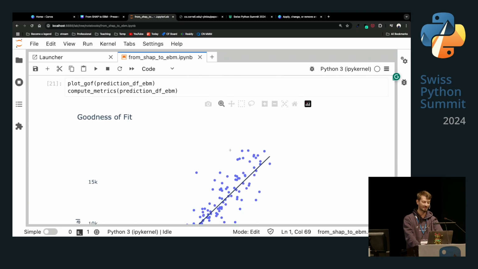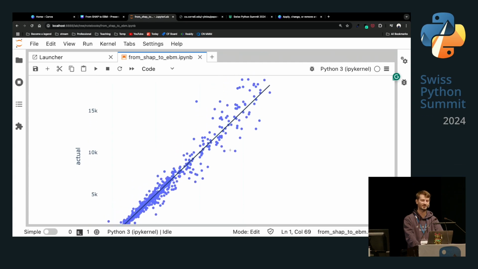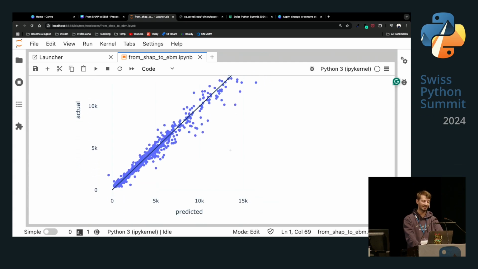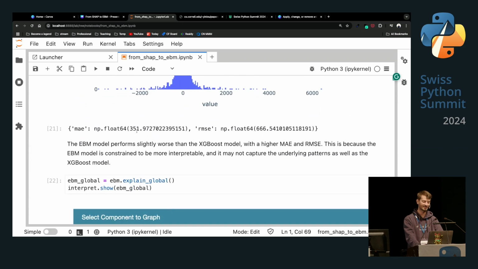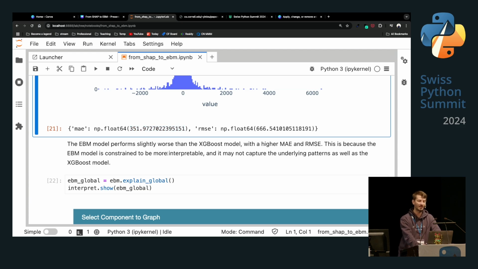What we can do last is the same thing with an explainable boosting machine, and see that the goodness of fit is comparable, even if the error metrics are slightly worse. That's because the EBM model is simpler than the gradient boosting model, allowing for less interaction between the features.